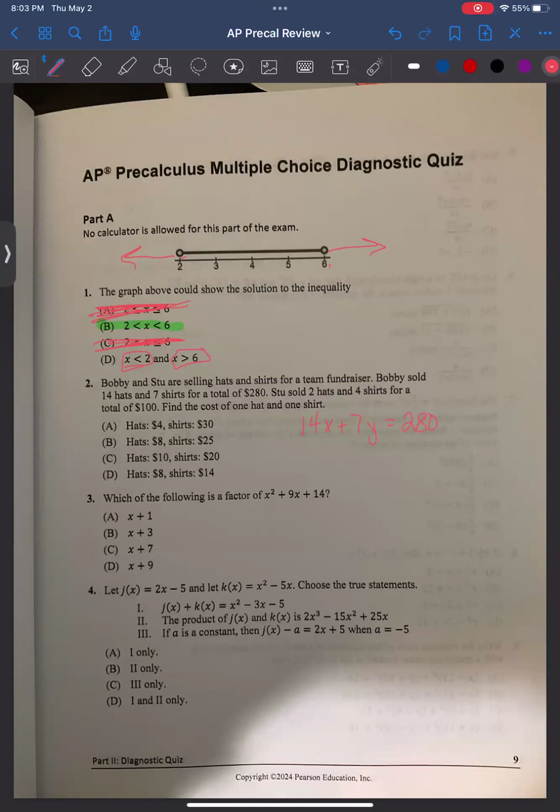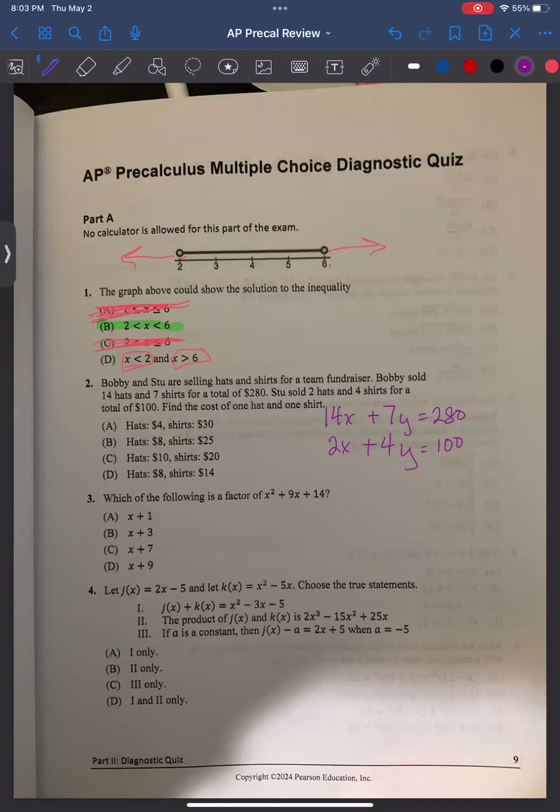I'm going to change colors, I think this pen is not very good with the background. So 14x plus 7y equals 280. And then it says Stu sold 2 hats and 4 shirts for a total of $100. This question is actually really good because questions like these are very popular on the SAT.